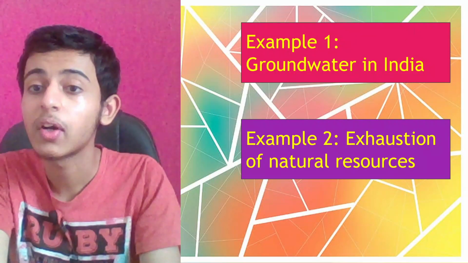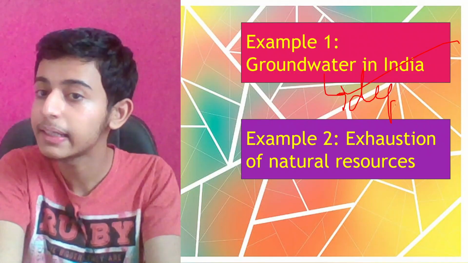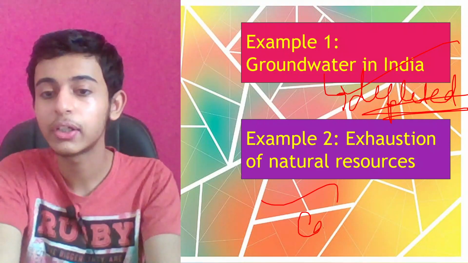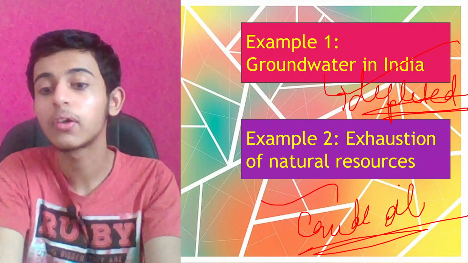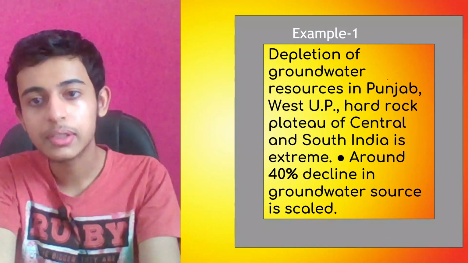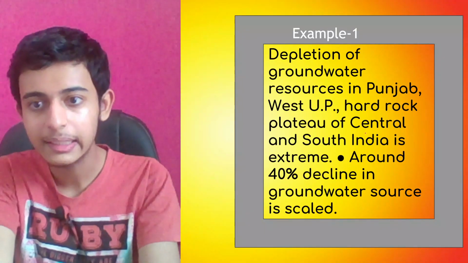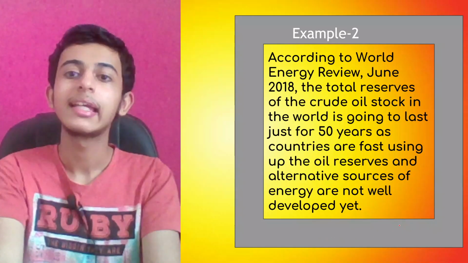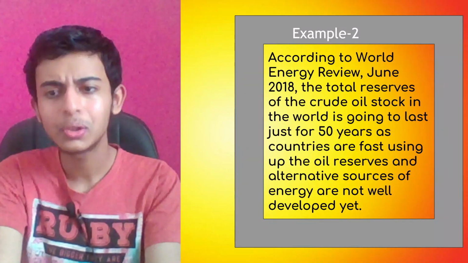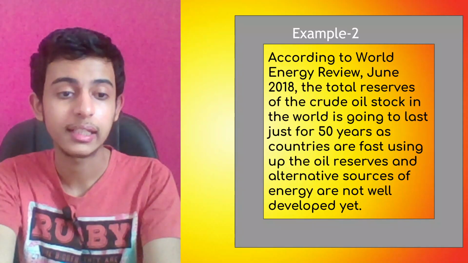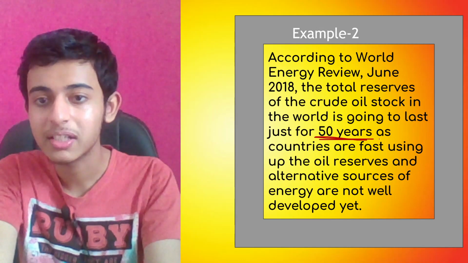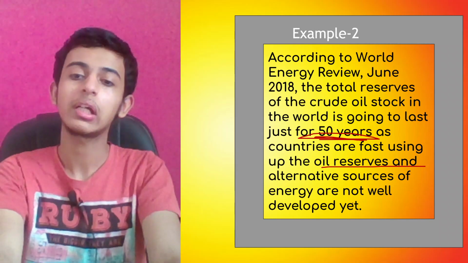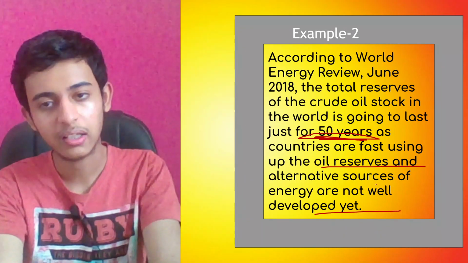Like the first example was groundwater in India. Groundwater is getting depleted. If this continues, we won't have much fresh water from the ground. Exhaustion of natural resources like crude oil, as given in your NCERT. Crude oil is also getting depleted. So I told you about depletion of groundwater resources in Punjab, West UP, right? 40% decline in the groundwater. Are you able to see? That is scaled. Okay. Example 2, which is about crude oil, as I told you, it is just going to last for 50 years, they are saying. Because oil reserves are being exploited and utilized a lot, and energy alternatives are not well developed yet. That is the reason.